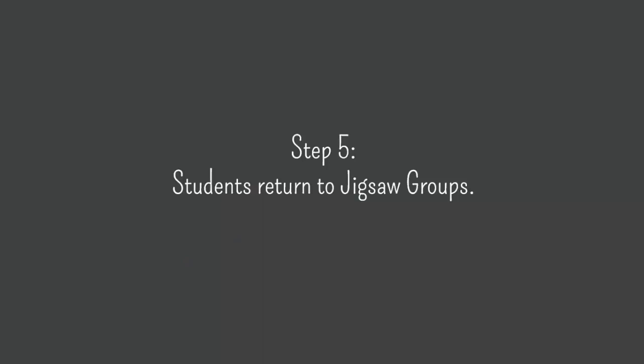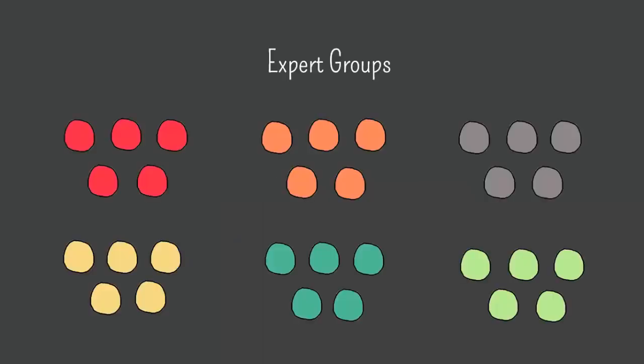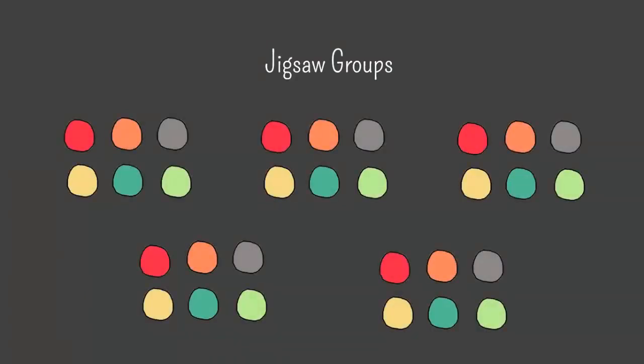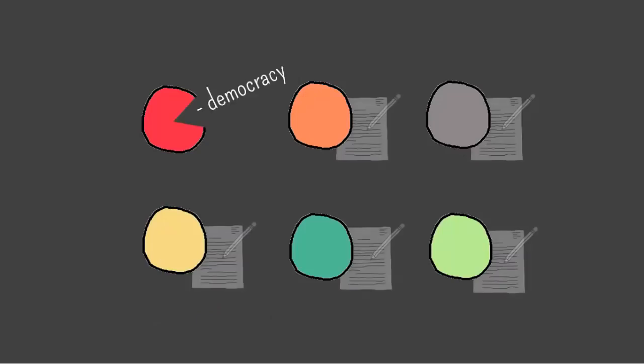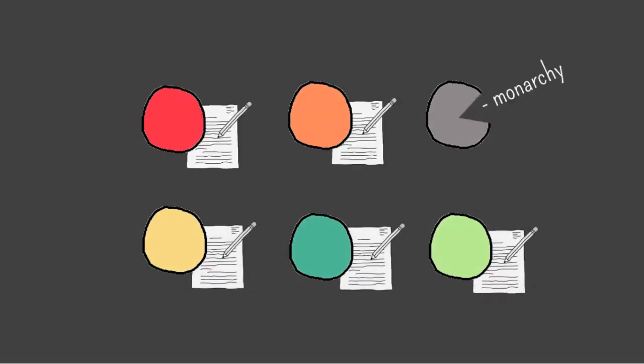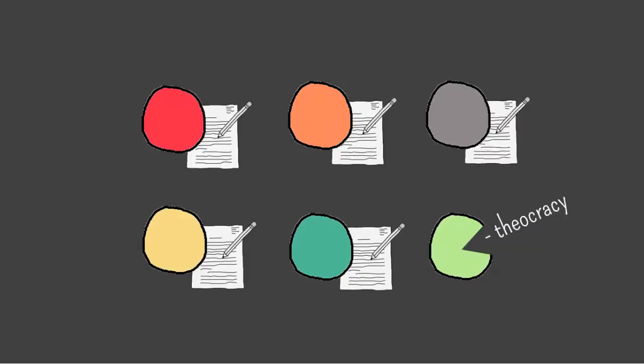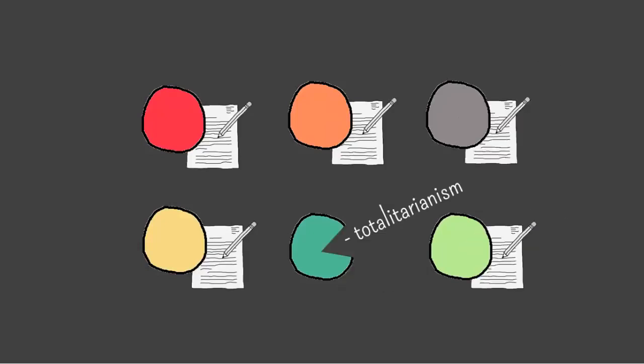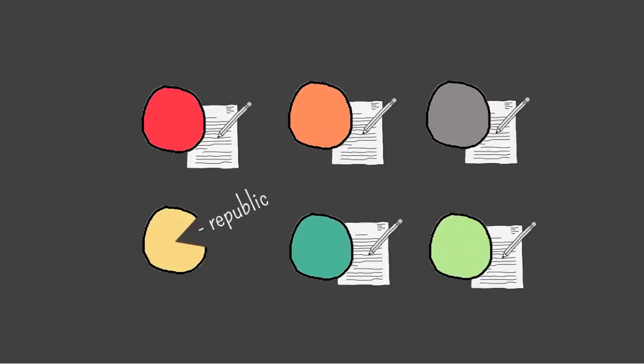Step 5, students return to Jigsaw groups. Now that students have studied their chunks in their expert groups, they return to their original Jigsaw groups, where each student takes a turn presenting their chunk of information. Meanwhile, the other students listen carefully, take notes, and ask lots of questions. Once the first expert has gone, the others take their turns. As each expert teaches their chunk of content, the others in the group are learning it.